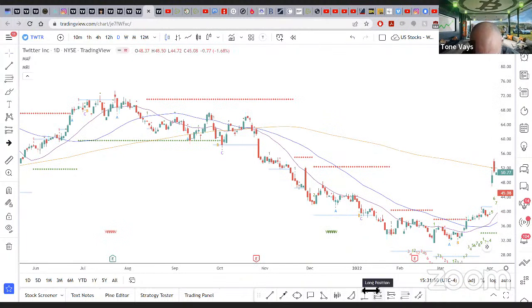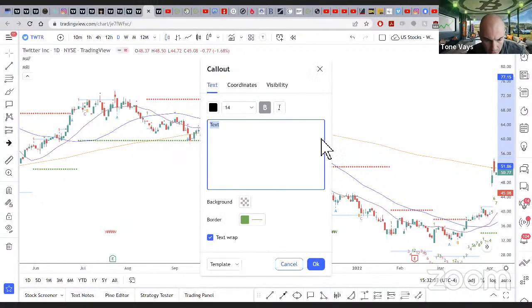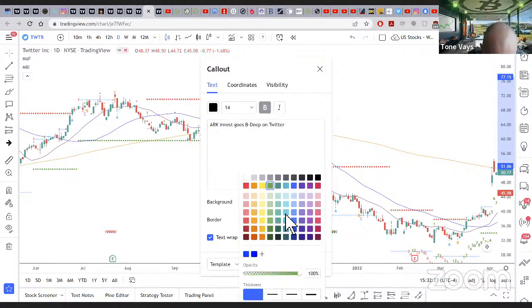So right here, Cathie Wood buys a lot of Twitter. Right there. So this is ARK Invest. Goes deep on Twitter. Brilliant trading strategy. I absolutely loved it. And I didn't even know about it at the time, but I was laughing about it a lot.